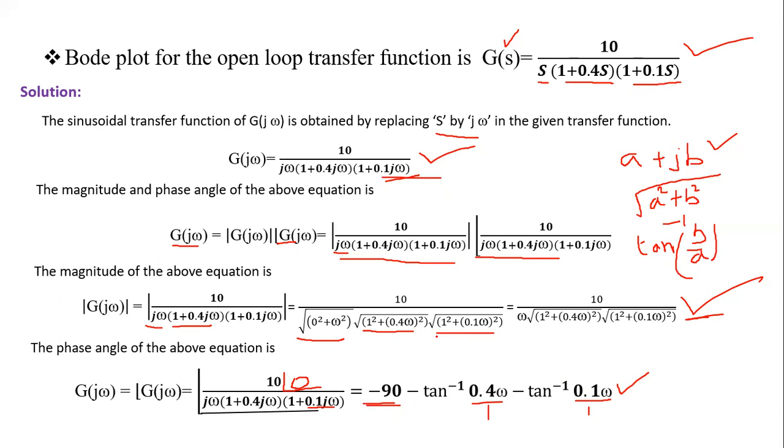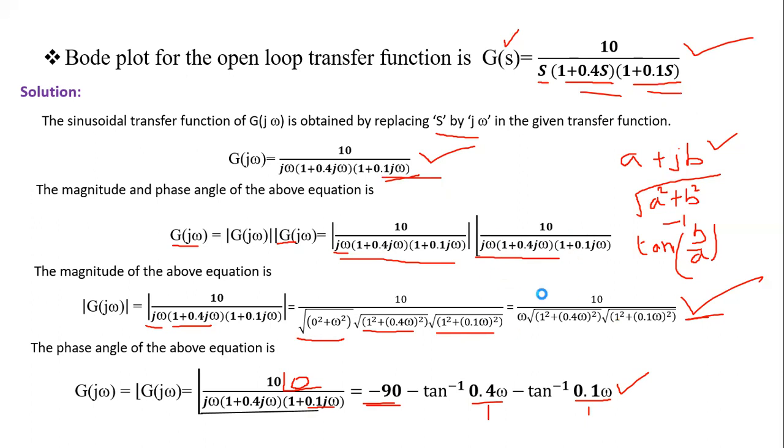Now we know the magnitude part and the phase angle of the given open loop transfer function. Once the magnitude and phase angle are identified, next we need to identify the corner frequencies. The number of corner frequencies depends upon the number of time constants. In our case, we are having 2 time constants, so 2 corner frequencies will come.